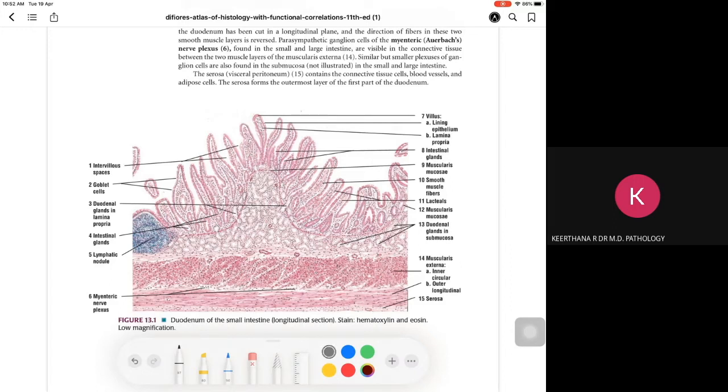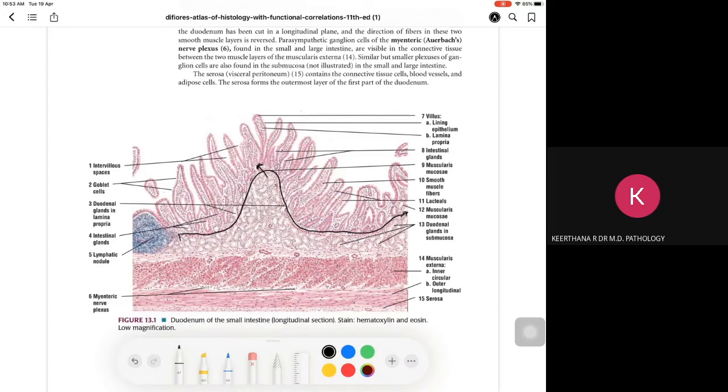And then you can see all of them are sitting over the muscularis mucosa. This black line is the muscularis mucosa. How nicely all these glands are sitting on the muscularis mucosa. And you see the Brunner's gland beneath the muscularis mucosa.